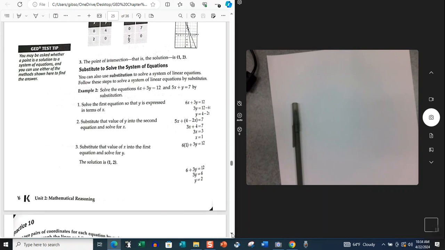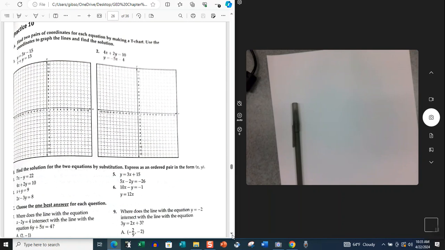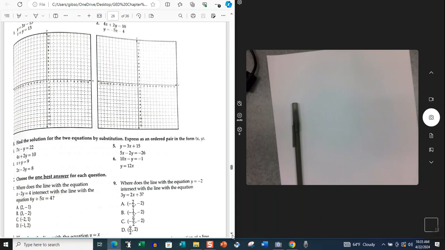Now we come here to substitution. With substitution, what ends up happening is you have to get one variable by itself and then solve for the other variable. I will go more in depth on this as we go through the lesson. If you notice here, with problems 1 and 2, they have a graph, and they want us to solve this by graphing. And then for 3 through 6, they want us to do it by substitution. And then for 7 through 10, they want us to choose whichever method we want to use.